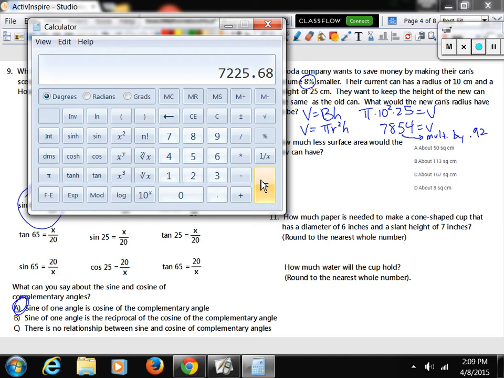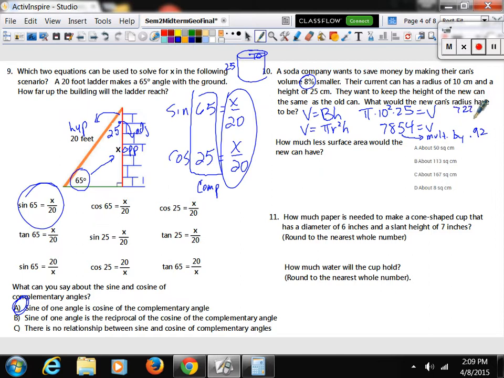That means I want my new volume to be 7225.68. So 7225.68 is going to be my new volume, which is going to be pi r squared times 25. So I'm going to need to move that. Let me write it up here. 7225.68 equals pi times radius squared times 25, because we need the same height. We've got to keep the 25 there. But what we want is a new radius. So I'm going to divide by 25 and divide by pi.